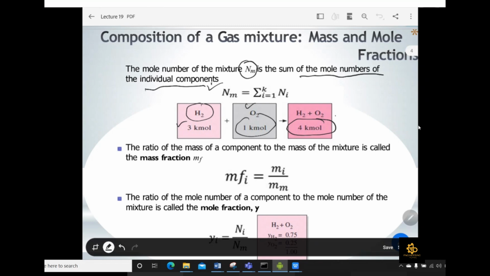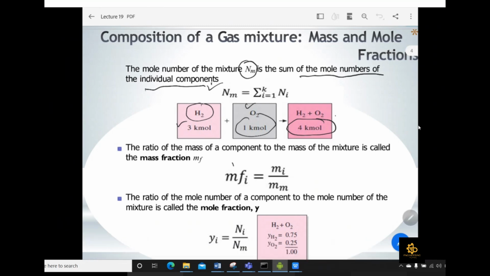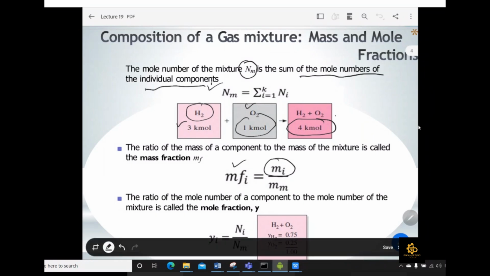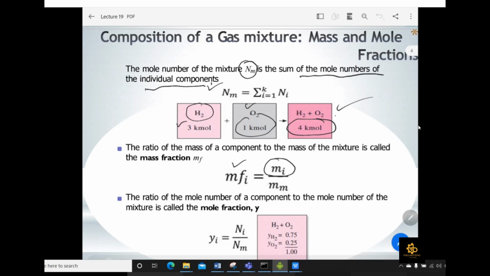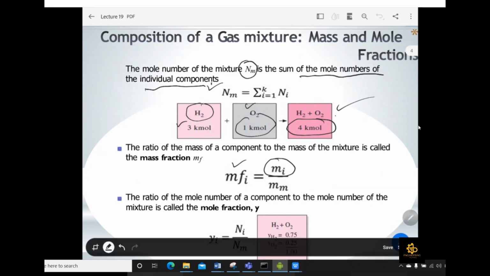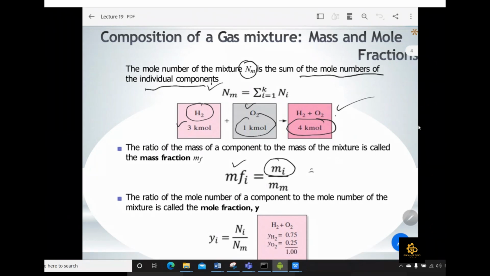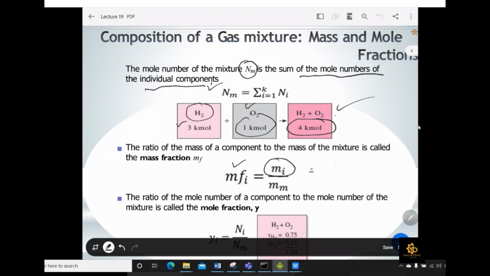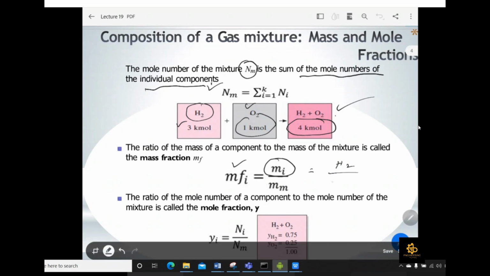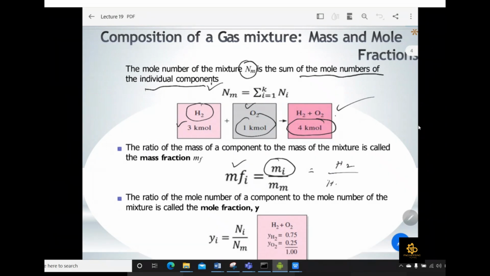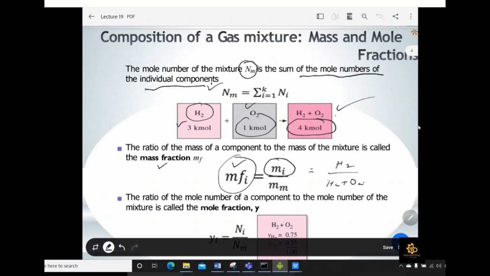Now the mass fraction. Mass fraction is basically the ratio of the mass of the individual component to the mass of the mixture. For example, to find the mass fraction of hydrogen in this reaction, we just take the H2 mass and divide it by the mixture mass, which is H2 plus O2 mass. Then we get the mass fraction of that specific component.